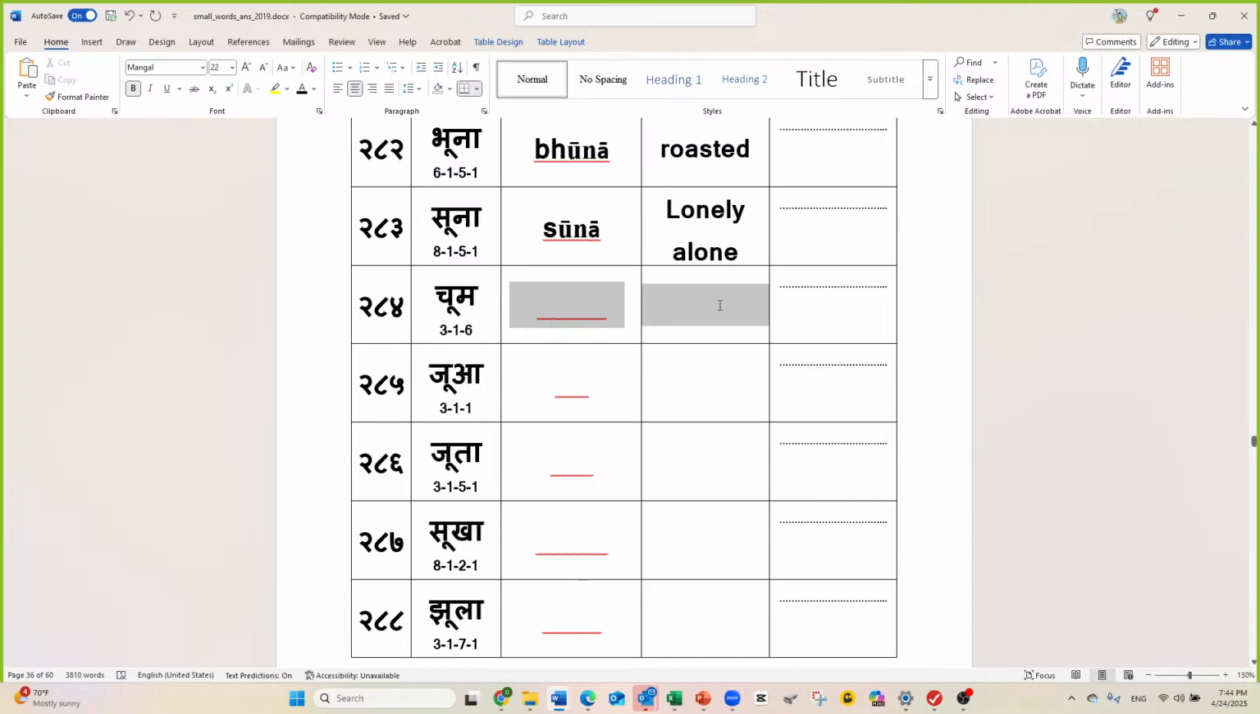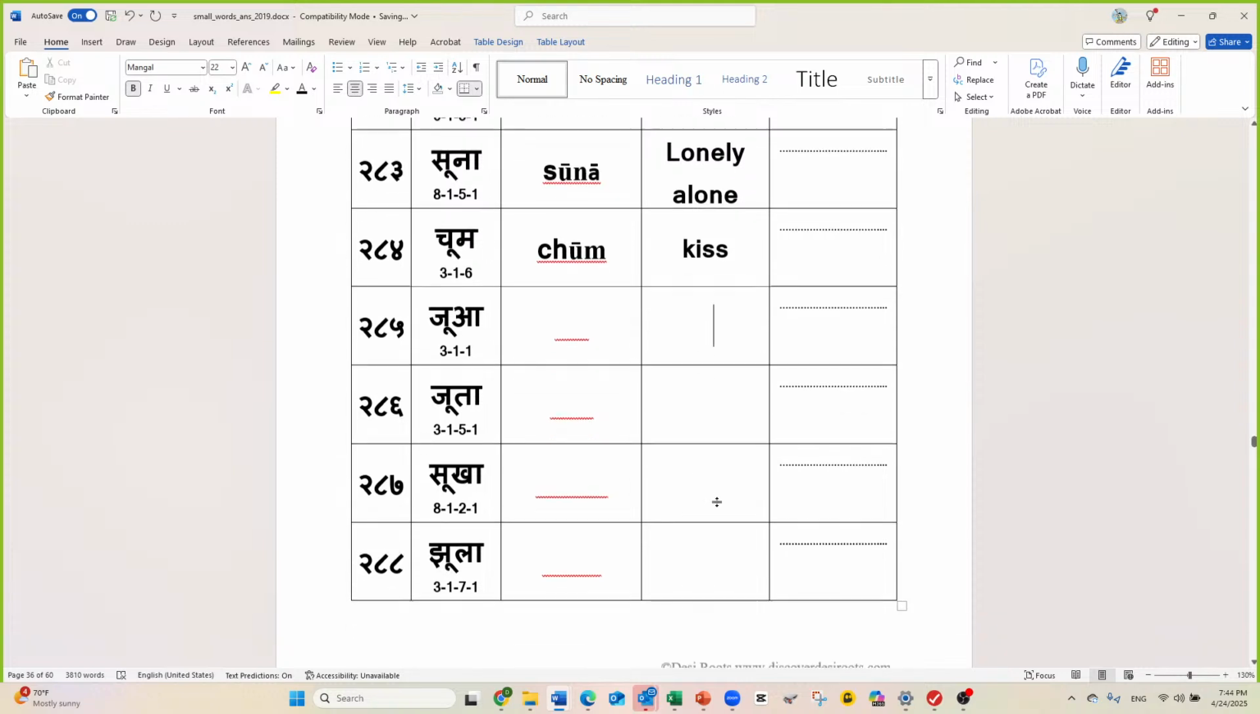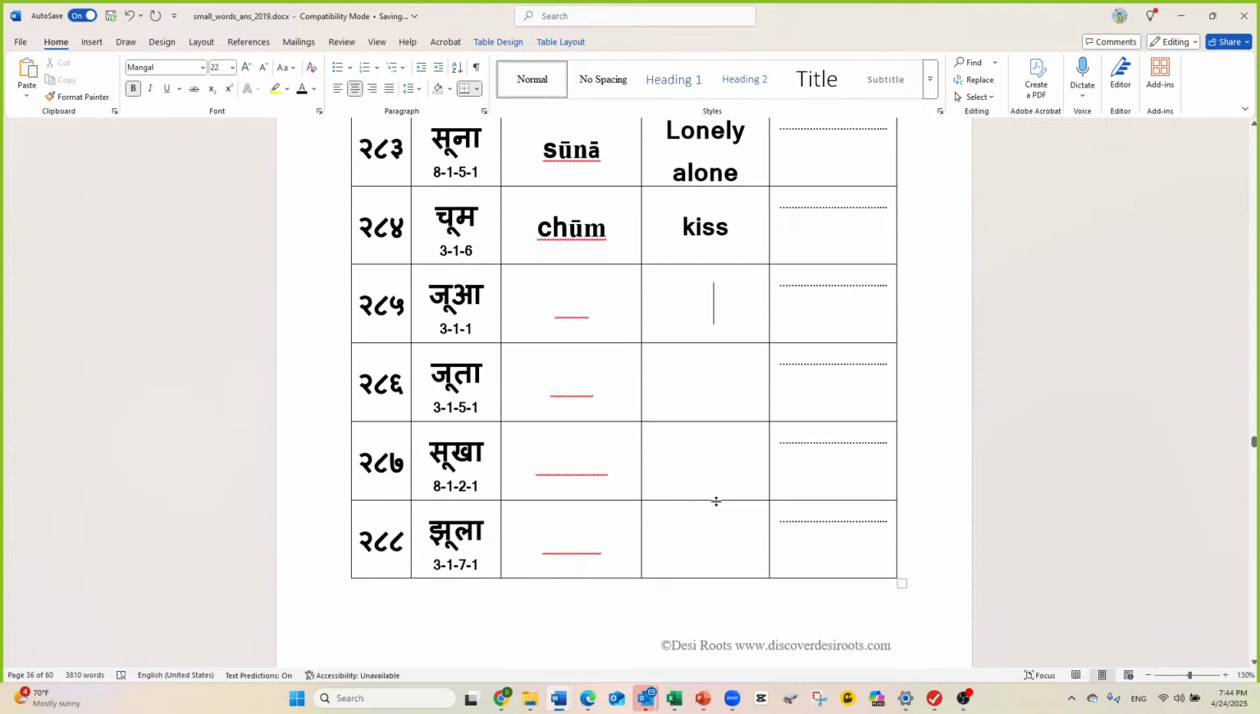चूम. Choom is to kiss. Okay, next word. जुआ. Jua is to gamble.